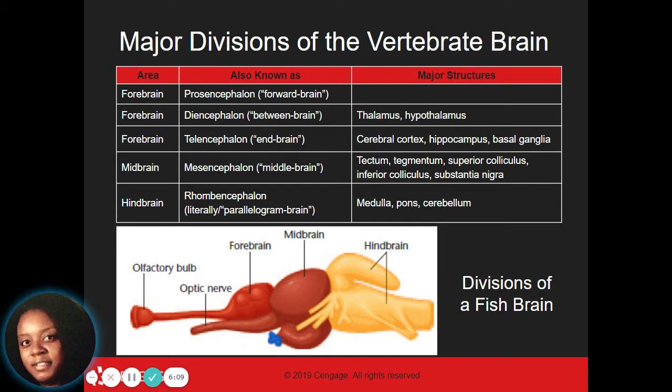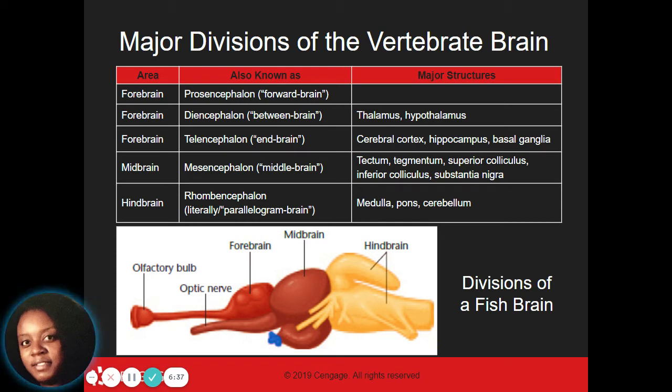Here's another chart that shows you the major divisions of the brain: the forebrain, the midbrain, and the hindbrain. There's also some other names for it. I won't ask you those complicated names. Forebrain, middle brain, or hindbrain is probably what they'll be referred to, but you do need to know the structures that are associated with those parts of the brain.